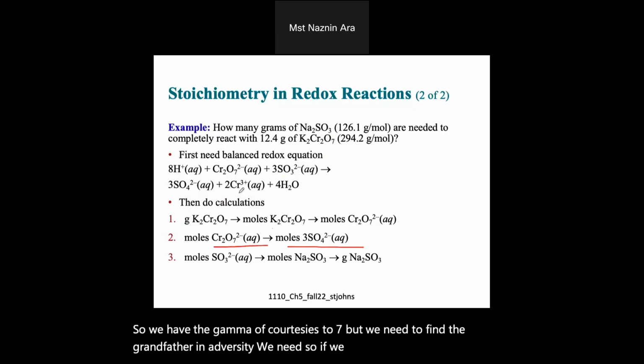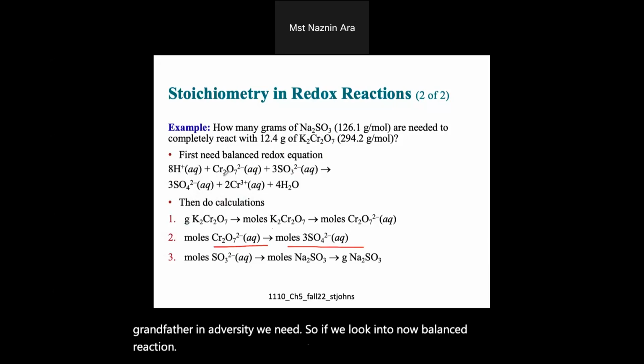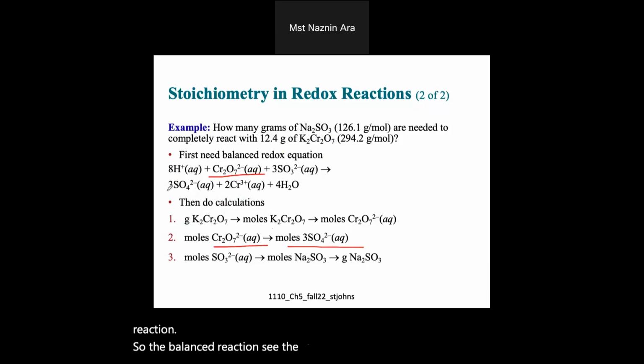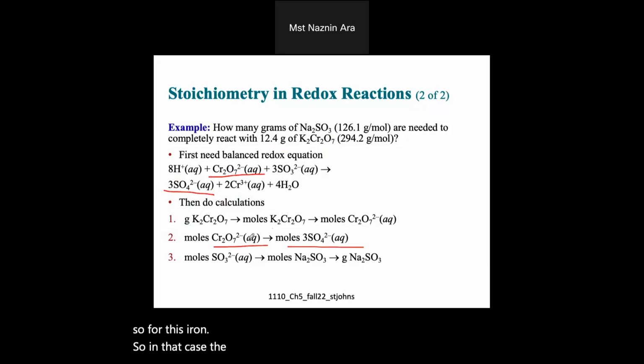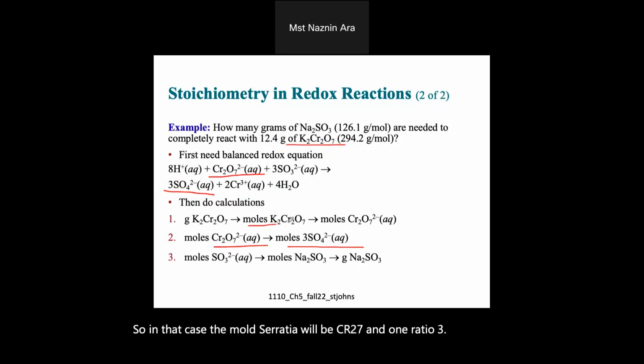So if we look into the balanced reaction, we see 1 mole of Cr2O7 and 3 moles of SO3. In that case, the mole ratio will be Cr2O7 to SO3, 1:3. So now what we have to do: we have the grams of, this is similar to what we have already tried in previous chapters. So gram to mole, and mole to, we need to find out the moles of this one. And then we need to convert the moles of Cr2O7 ion to moles of SO3, because we know the relationship. So first gram to mole, which is similar to what we did in other chapters.